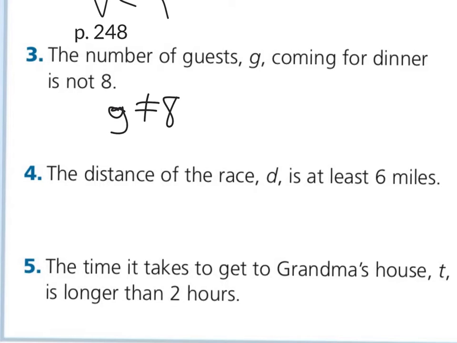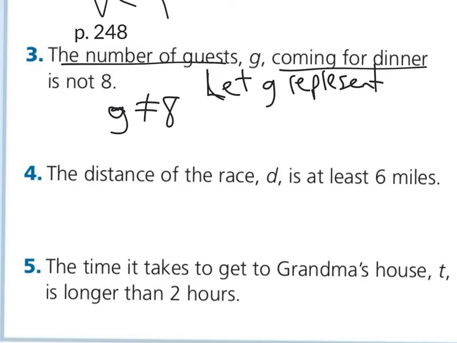One thing we could do in addition to this, they could also ask you to define a variable. If they ask you to define a variable, the way we would like to put that is let, like on this problem, we could put let G represent the number of guests coming for dinner. I'm not going to write that all out, but that's how you would define a variable. Let G represent whatever. Let X represent whatever. That's called defining the variable. You're picking a letter and you're telling what it's going to represent in the problem.